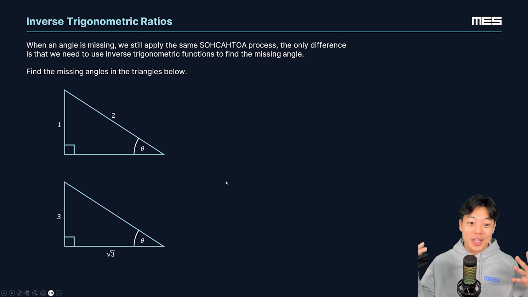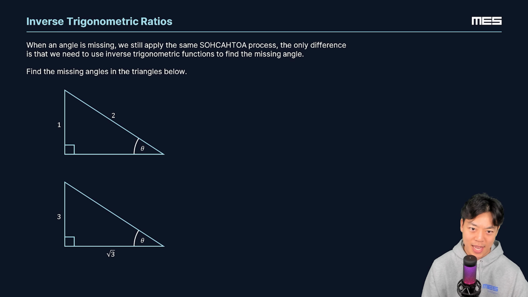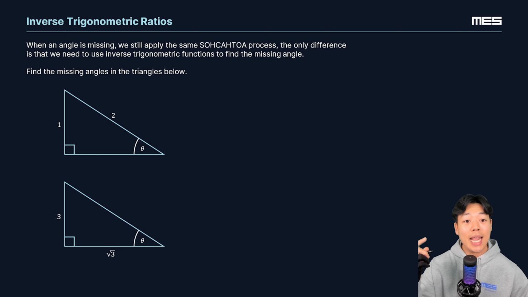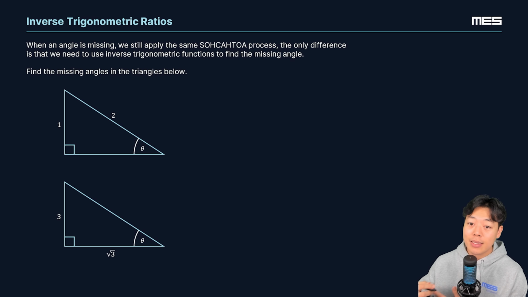All right, now that we know how to use SOH CAH TOA, let's talk about some inverse trigonometric ratios. When an angle is missing, we still apply the same SOH CAH TOA process. The only difference is that we need to use inverse trigonometric functions to find that missing angle. So find the missing angles in these triangles below.